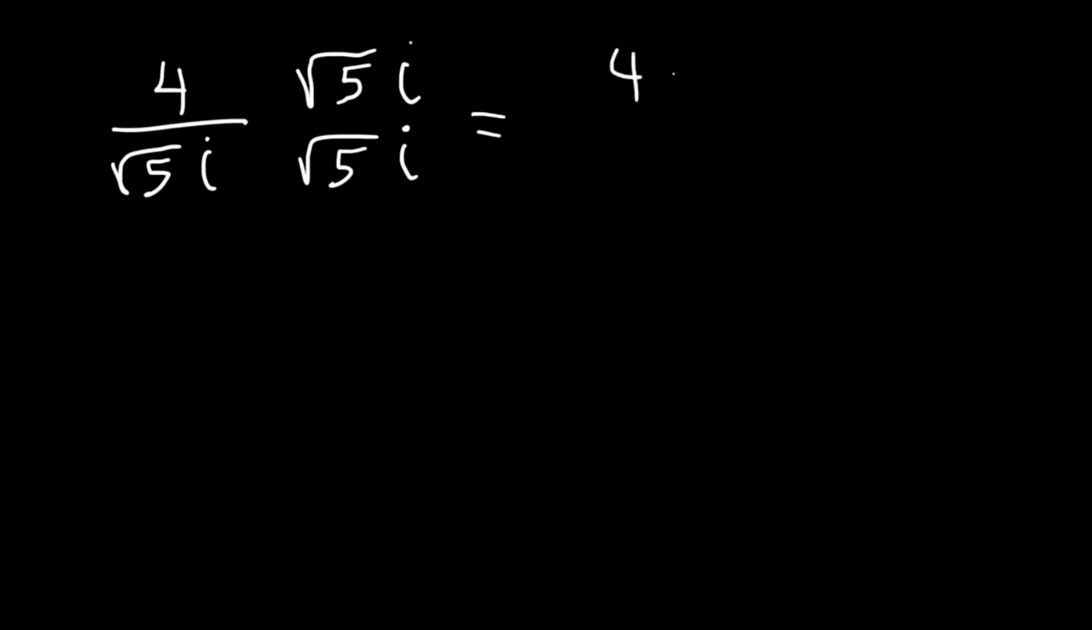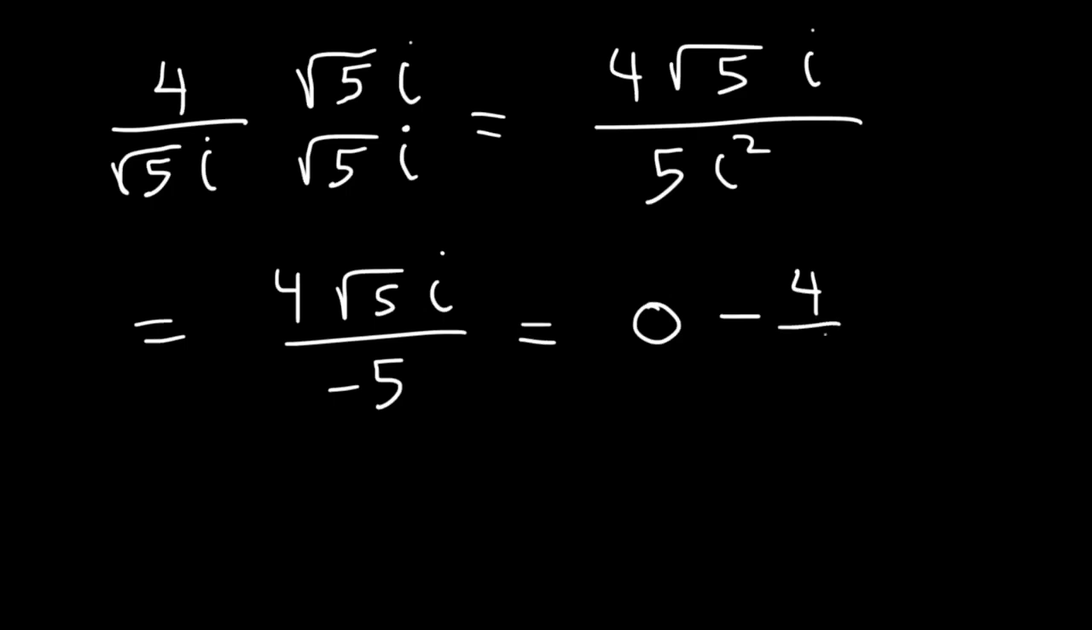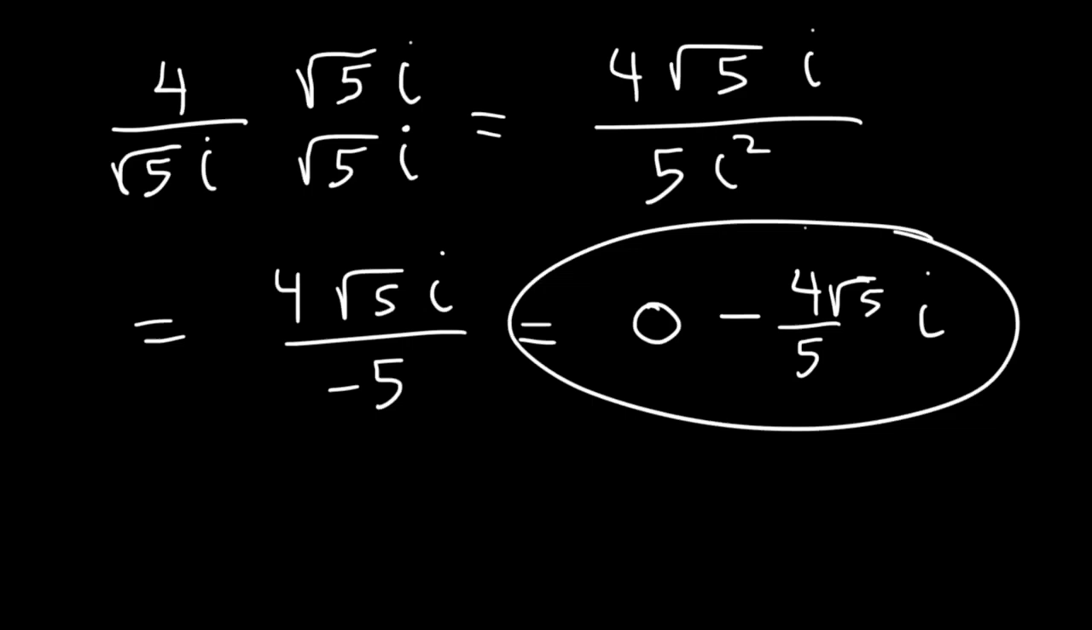Given the next question, where I have 4 over root 5i. In order to do away with this one, you multiply by root 5i, both the denominator and the numerator. So you'll have 4 root 5i over 5i squared. So we'll have it as 4 root 5i over -5. So it will be 0 minus 4 root 5 over 5 i. So now this one will be the answer.